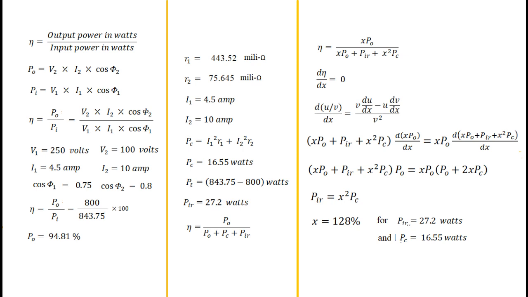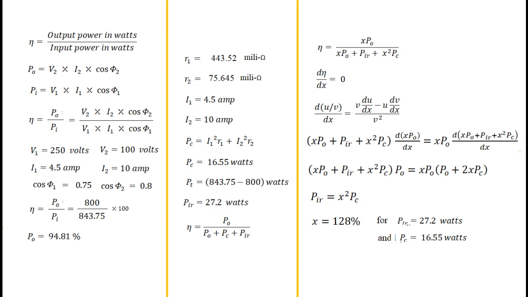Now let us substitute these values in the expression for efficiency. The result of this calculation is output is 800 watts, input is 843.75 watts. So finally the value of efficiency is 94.81%, which we can see on screen.